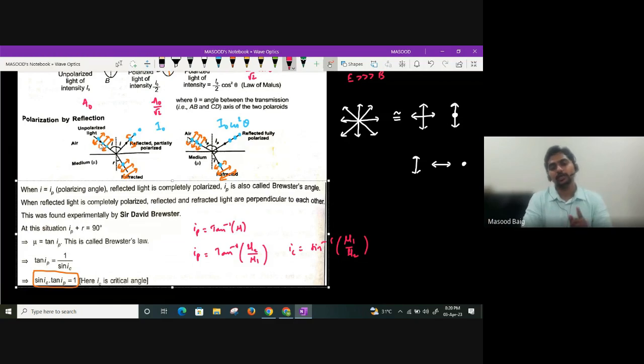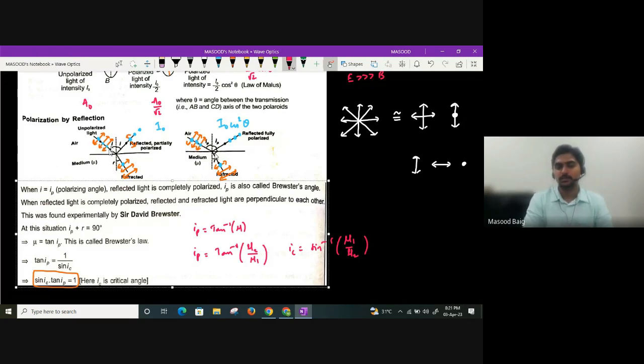But when unpolarized light is incident at a particular angle called Brewster's angle or polarizing angle, in that case, reflected light and refracted light will get polarized. How will reflected light get polarized? Fully or completely polarized. How will refracted light be polarized? It will still be partially polarized only.